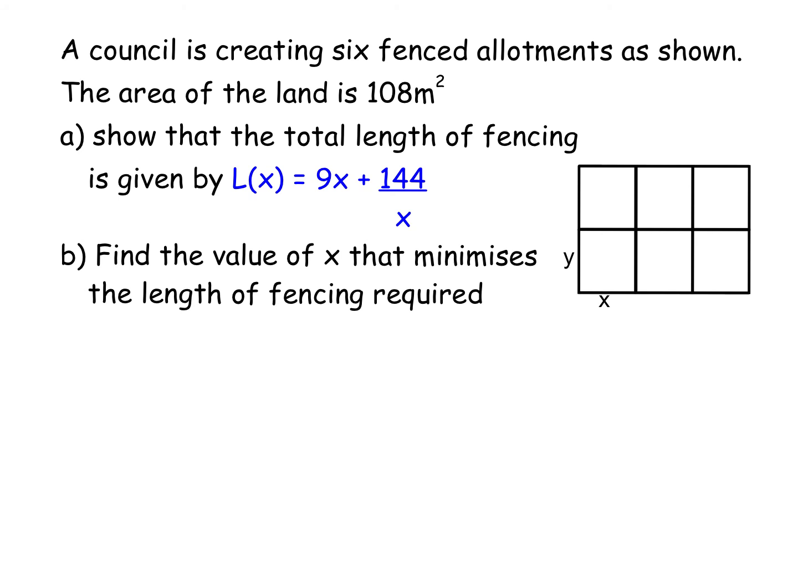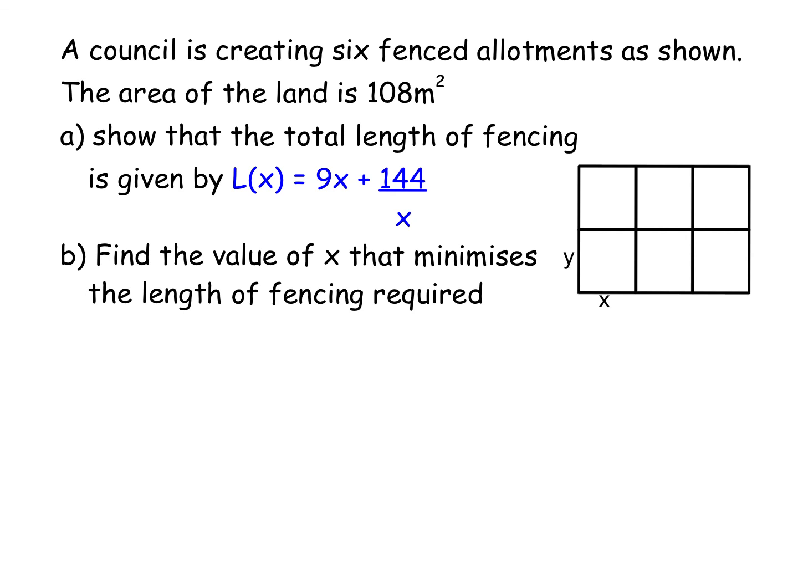Okay, so I thought I'd put in another wee one. There's no harm in me doing quite a few of these just to get you into the habit of looking at them. So part A is the most difficult bit. I think you'd agree that the other bits are not too bad. So this one, the council is creating 6 fenced allotments as shown. So these are all little allotments, these little rectangles.